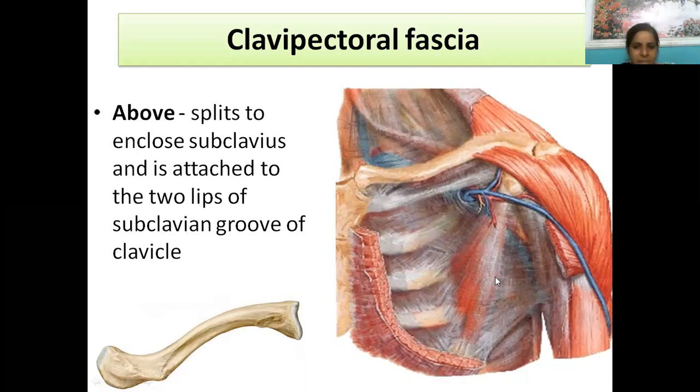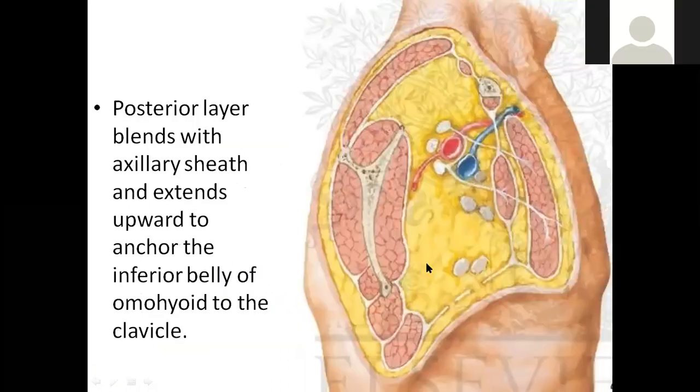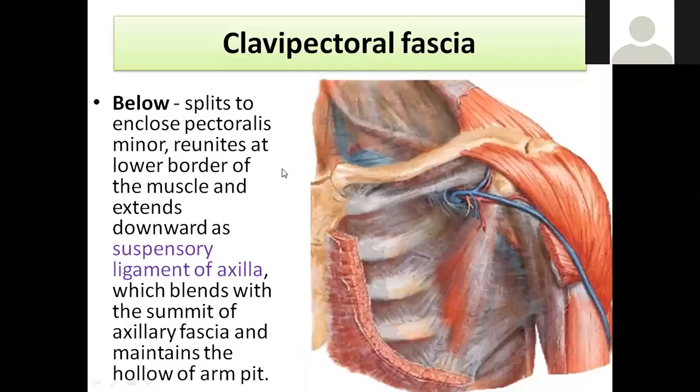One is subclavius and it is also splitting to enclose pectoralis minor. Okay. Then the posterior layer of this clavipectoral fascia blends with the axillary sheath. Okay, axillary sheath we will find surrounding the axillary vessels. Then lower down, this clavipectoral fascia is splitting to enclose pectoralis minor. Then it reunites at the lower border of the muscle and extends downwards.